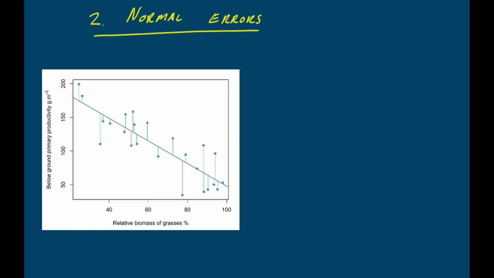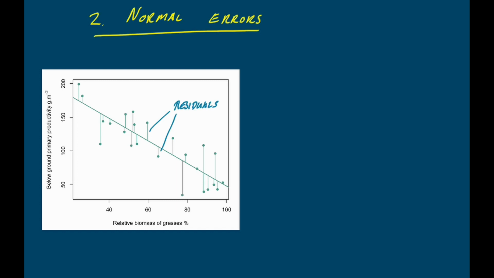Okay, next assumption, normal errors. So here are some data, and I've fitted a linear model to them, in this case a simple linear regression, and I've drawn a line from each data point to the fitted value, the predicted value from the linear regression for each data point. And those lines represent the differences between the data points and our predicted values from the model, or the fitted values. And those distances between the data points and the fitted values are called the residuals. So some of them are negative, some of them are positive, and you can calculate a residual for every data point in your data set.